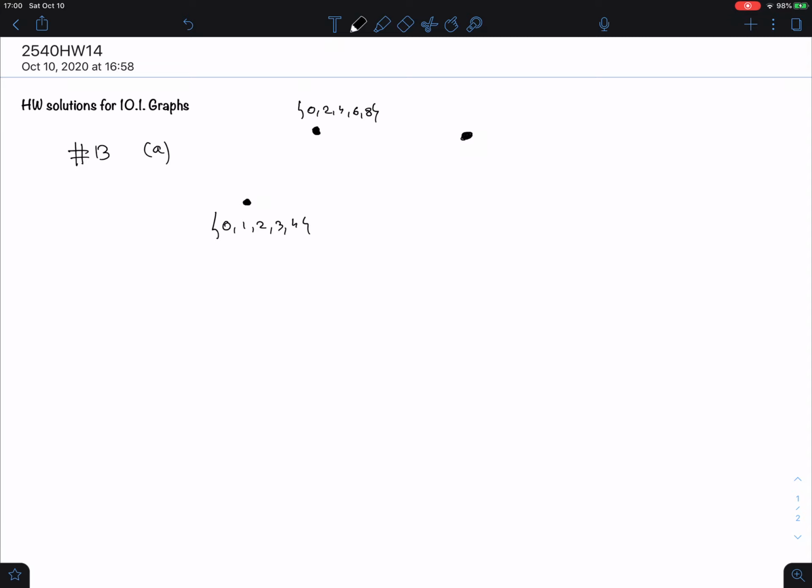Then the next one is 1, 3, 5, 7, and 9. What else do we have? 5, 6, 7, 8, 9. And then the last one is 0, 8, 1, 9. And so how does the intersection graph work?